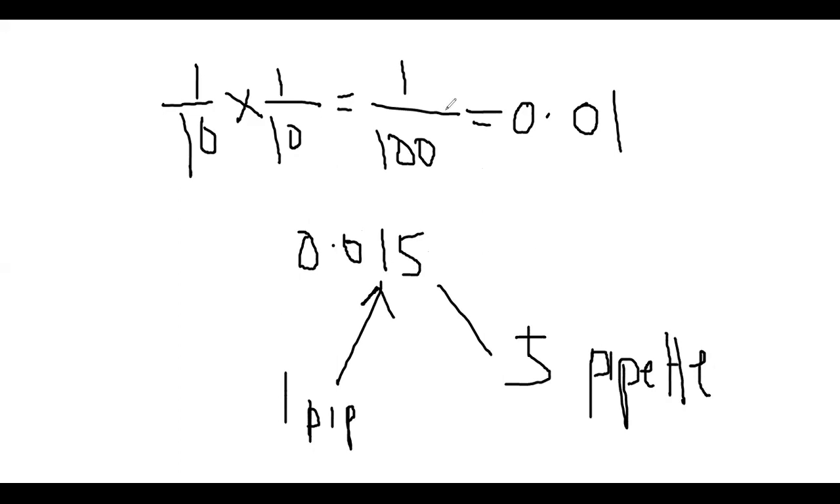Are you seeing it? 1 pip and 5 pipettes. So you see, very simple. If I have a simple exchange rate, let's say that exchange rate is 153.29.